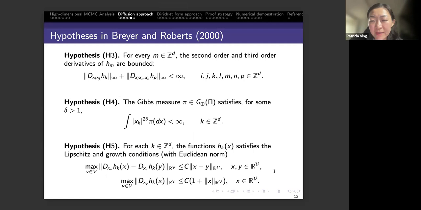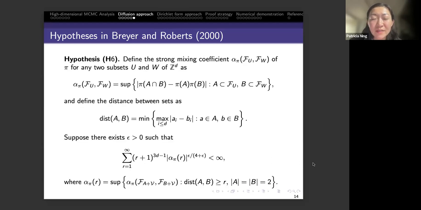H4. The Gibbs measure satisfies, for some delta bigger than 1, some moment conditions, 2 delta. H5 is for each k. The function hk satisfies the Lipschitz and growth conditions as below with the Euclidean norm. Now there comes the complicated H6.